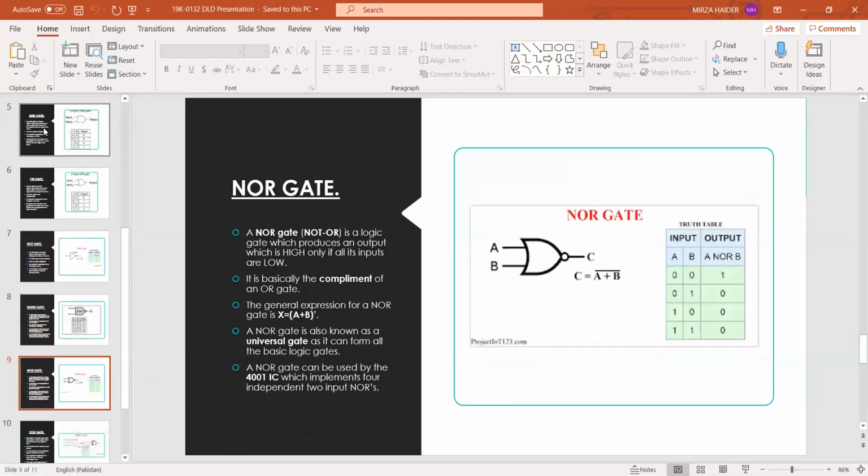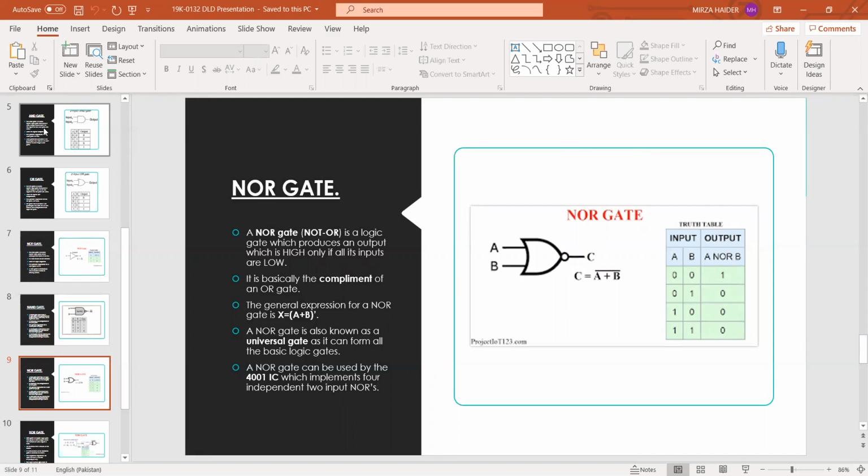The next gate is the NOR gate. The NOR gate is, in simpler words, just a NOT gate attached to an OR gate. If we are to look at the figure, we can see that the bubble indicates the NOT gate. A NOR gate is a logic gate which produces an output which is high only if all its inputs are low. It is basically the complement of an OR gate. The general expression for a NOR gate is X = (A + B) bar.